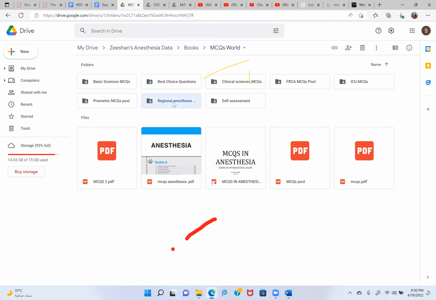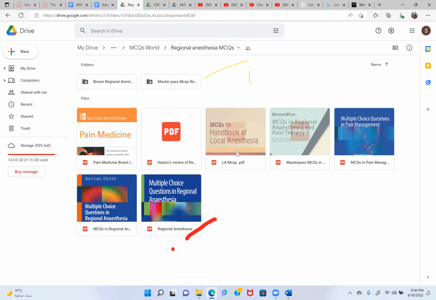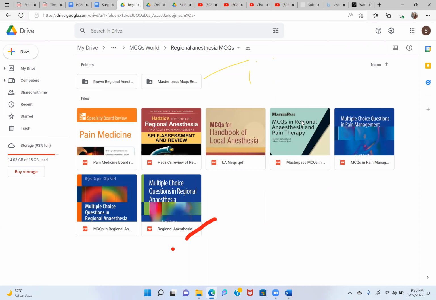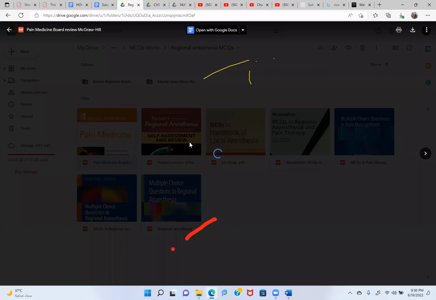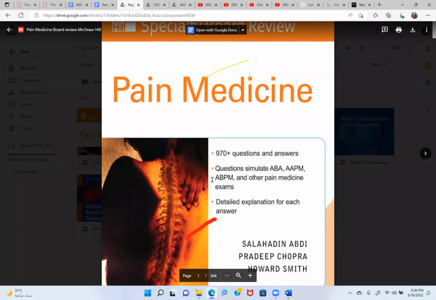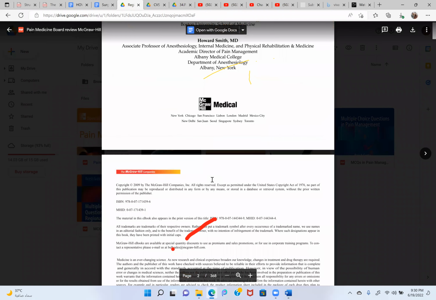This is a very good book about regional anesthesia. I have told you multiple times about this one. Don't be afraid of so many books. You can only do what you want to do and what you can do. If you open this book and read at least one or two chapters related to the basic concept of pain, you will learn a lot.